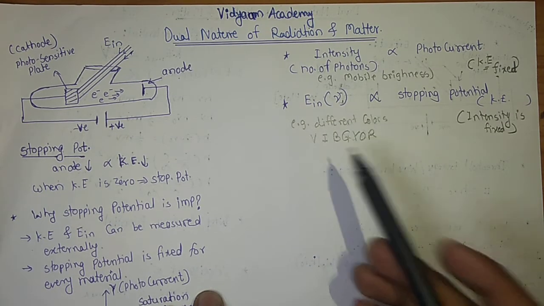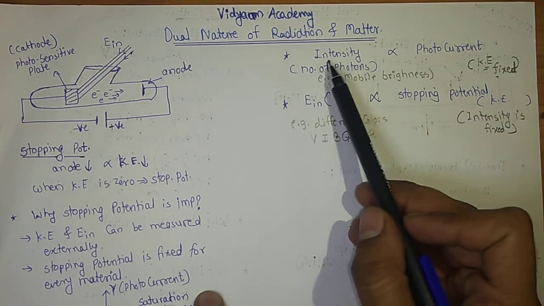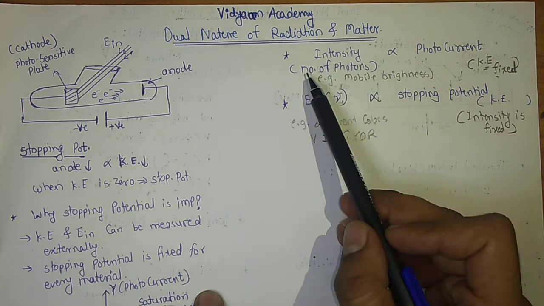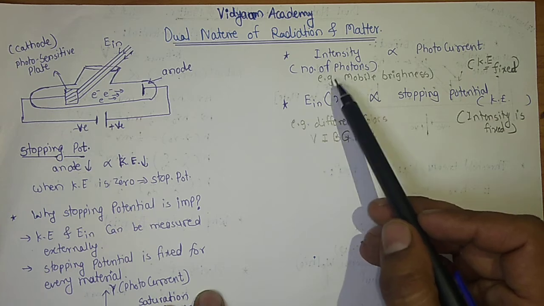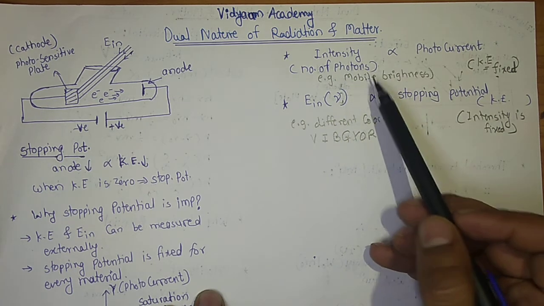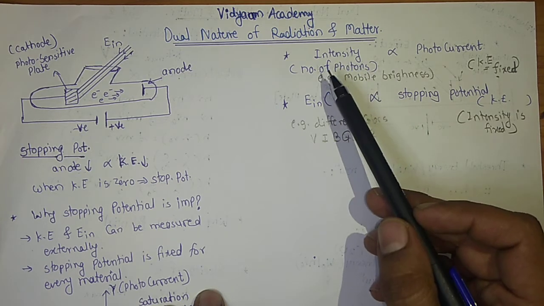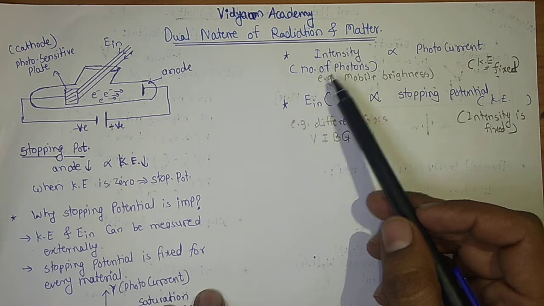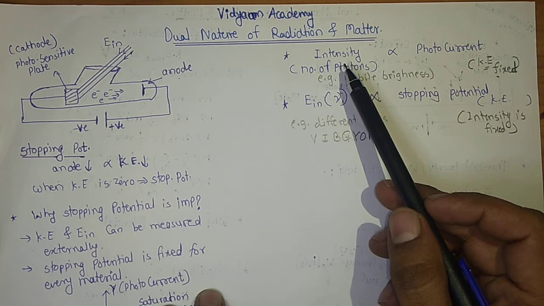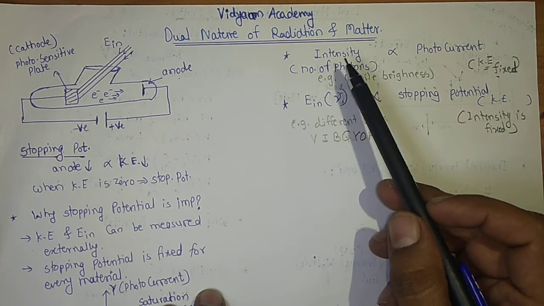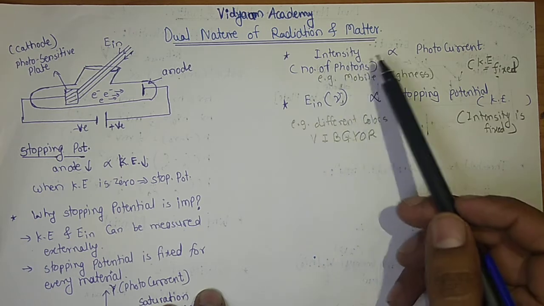For further understanding, we have to understand two basic concepts. First, intensity. What do you mean by intensity? Intensity means the number of photons. For example, if you are looking at a mobile and you increase the brightness, then your screen will look more bright. Why? Because the number of photons is more, that means more photons are coming from the mobile screen, so that your screen looks bright. So if you increase intensity, the number of photons will increase.